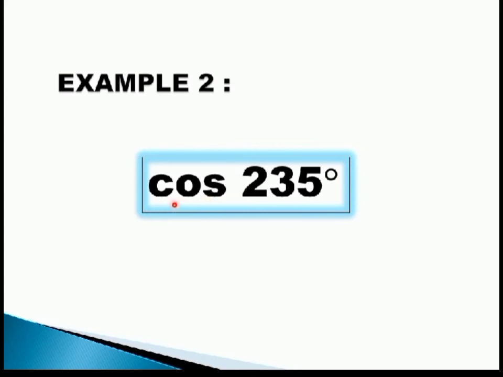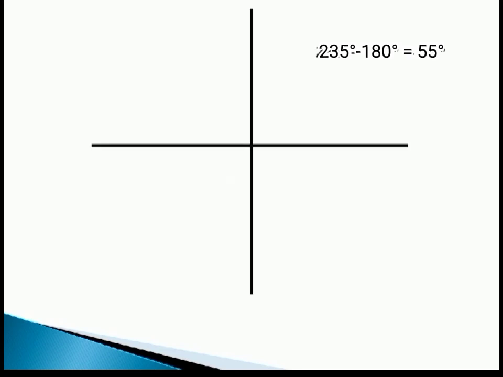Another example is cosine 235 degrees. Of course, we need a Cartesian plane and also a protractor. Since the given is 235 degrees, we subtract 180 degrees since quadrant 1 to quadrant 2 already measures 180 degrees. So, 235 minus 180 degrees is equal to 55 degrees.